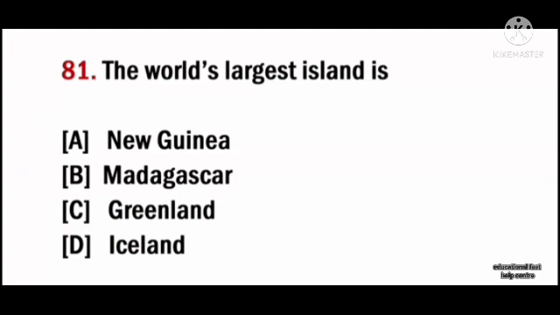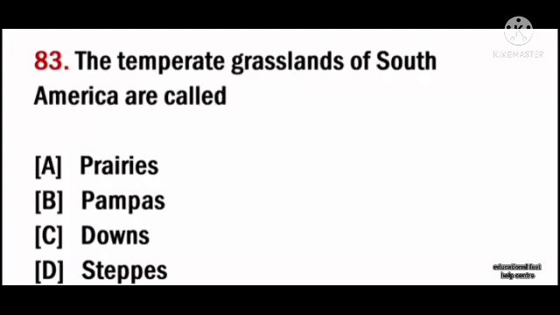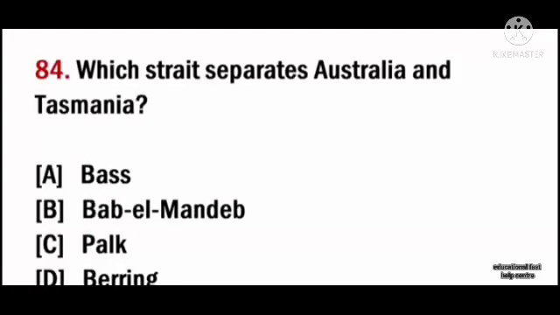The world's largest island? Answer C, Greenland. Peshawar is near to? Answer Khyber Pass. The temperate grassland of South America are called? Answer B, Pampas. The strait that separates Australia and Tasmania? Answer A, Bass.